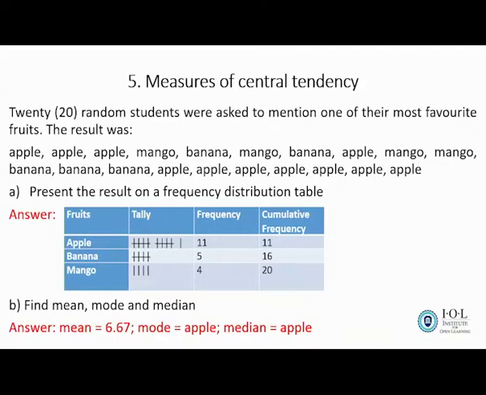What you have on the screen there, that's how a frequency distribution table looks. It should have the items, in this case the fruits, then you tally, you do the frequency, then the cumulative frequency. Let's quickly just do that one.